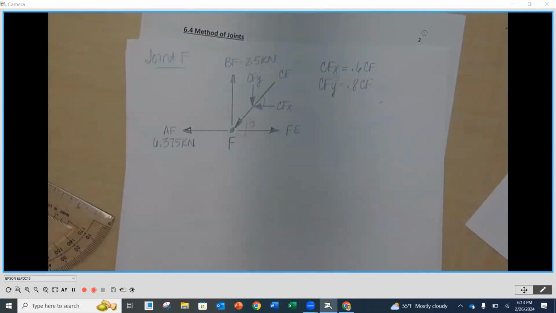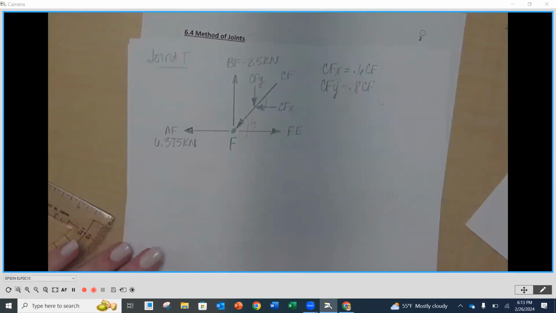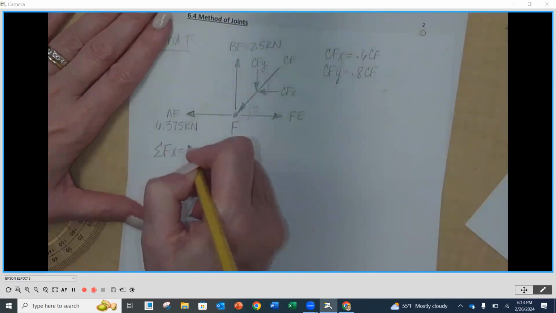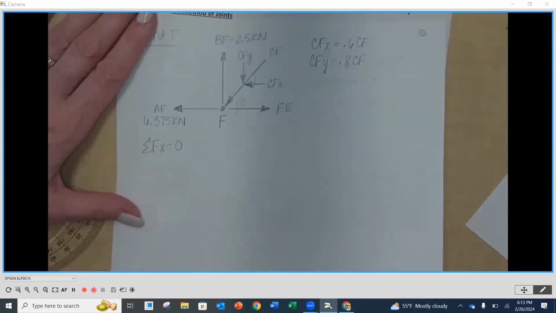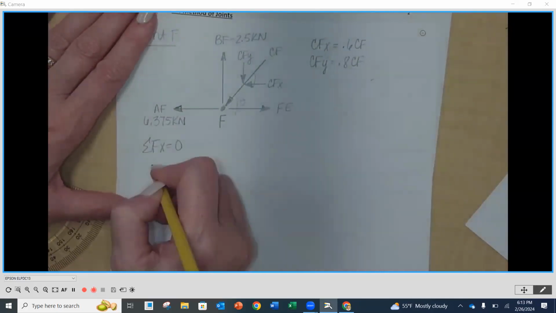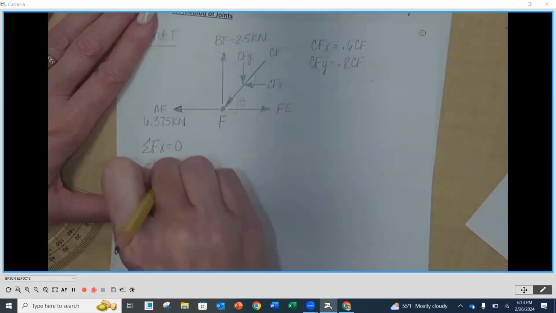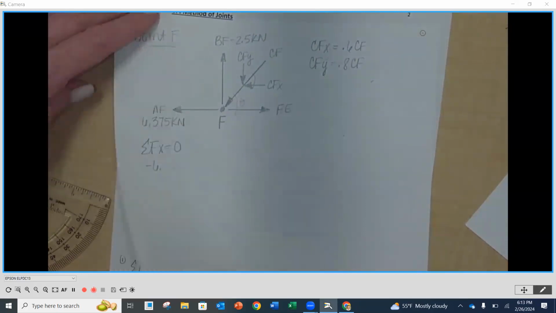What's our next step? Sum the forces in the X and Y equal to 0 to determine our CF and our FE, okay? Let's start with sum of the forces in the X equals 0. So I've got a negative 6.75, negative 6.375, is that right? Yeah.